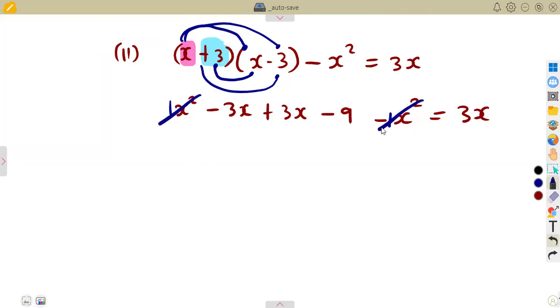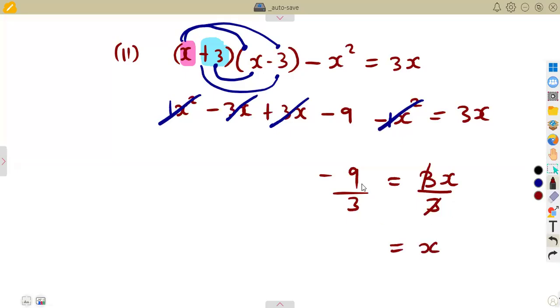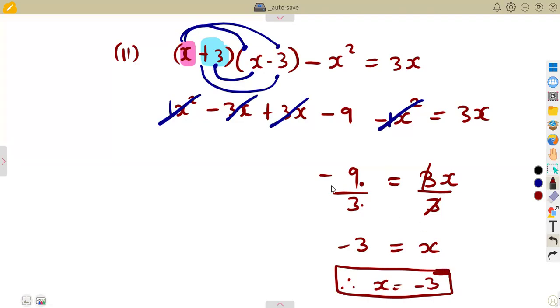So x squared minus x squared, that's a 0 there. On the left-hand side, we can see that also there's a minus 3x and a positive 3x. Minus 3 plus 3, that's a 0 again. So you're just left with a minus 9. So that's minus 9 is equal to the 3x on the right-hand side. So to find x, simply divide by 3. That means our x here is going to give us negative 9 over 3, which is negative 3. So therefore, x is negative 3. Remember, if A is equal to B, it follows that B is also equal to A.